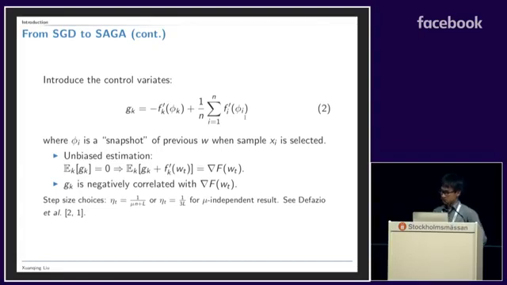The power of them is that they have unbiased estimation. Also, the variance is negatively correlated with the gradient, with the g_k here, which means our variance is always reducing. And it is shown that by choosing a good step size, we can always get a very good convergence result.